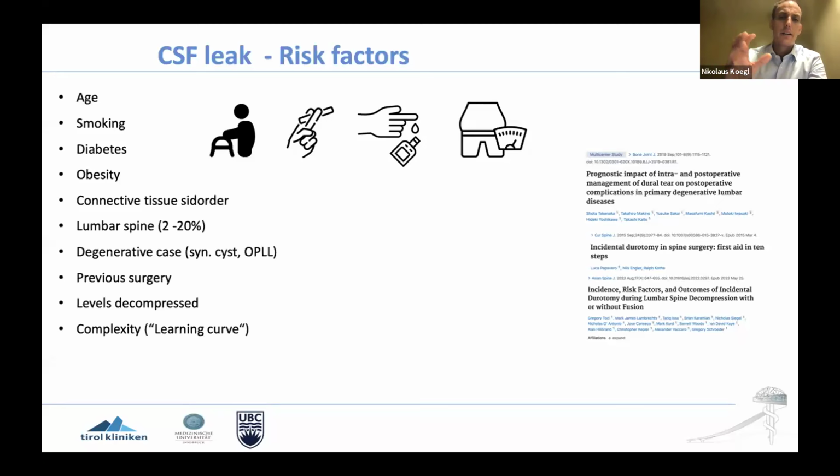Now, the lumbar spine is more prone to a CSF leak than, for example, the cervical spine. Degenerative cases are also a risk factor, especially if you operate on a synovial cyst. You miss this nice layer and plane you can work on. OPLL, definitely in the cervical spine, especially coming from anterior, but I'll touch base on that a little bit later. A previous surgery, as mentioned before by my colleagues, is definitely a risk factor for the same reasons as with the synovial cyst. It adds up with the levels you decompress and also with the complexity.